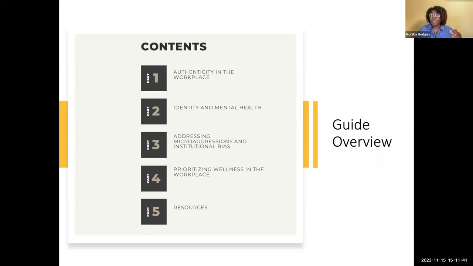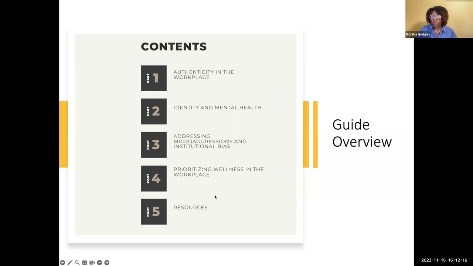So part one of the guide will focus on authenticity in the workplace. Part two is on identity and mental health. Part three will be addressing microaggressions and institutional bias. Part four is talking about prioritizing wellness in the workplace, what that looks like, how you can do that. And then part five is resources. So we talk about all the things, you have exercises, but then we also give you something to walk away with that you can use and share, make copies of, and say, I'm going to map this out. I'm going to revisit this to be able to use those resources and share them with other folks in your workplace.